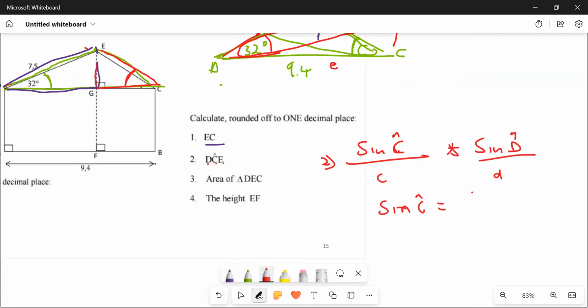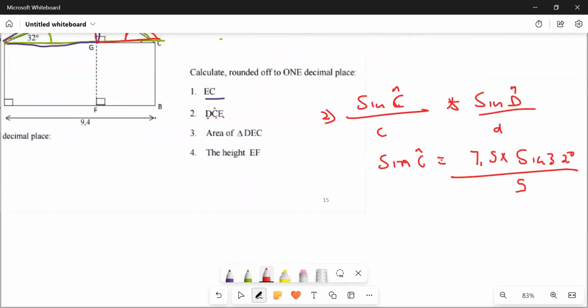What is C? This is going to be 7,5 multiplied by the sine of 32 all over... We know what is T again. We got T as 5. Now, to avoid making a mistake here, guys, look at how I'm going to do this. I'm simply going to say C is given as the sine arc of 7,5 multiplied by the sine of 32 all over 5. So I'll simply type it here.